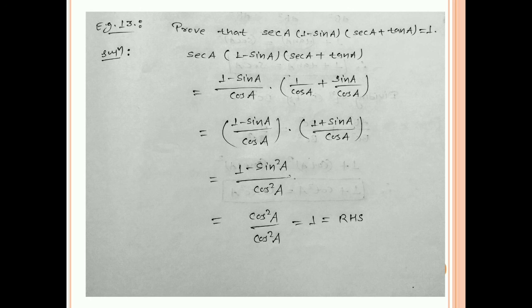So now in the numerator we get 1 minus sin A into 1 plus sin A. And we know that A minus B into A plus B is A square minus B square. So 1 minus sin A into 1 plus sin A will be 1 minus sin square A upon cos A into cos A, we will get cos square A. And from the identity sin square A plus cos square A is equal to 1, we can write 1 minus sin square A as cos square A. So cos square A upon cos square A, both will cancel out and we will get 1. So that is equal to our RHS.